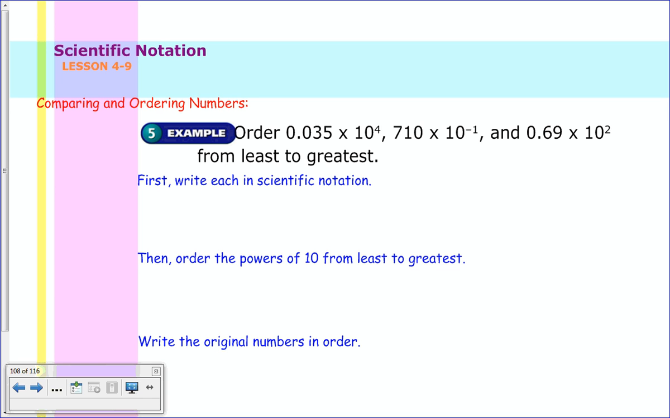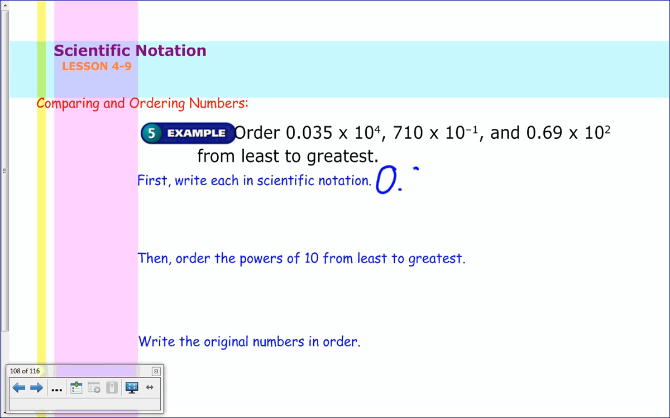Now, there are a couple things you need to do here, and I have it written in blue. First, you need to rewrite each number in scientific notation, because these are like the ones from before. They're not quite right. They're not exactly written in scientific notation. So that's what we need to do first. Then we order them. All right, so I go ahead and start with this first one.